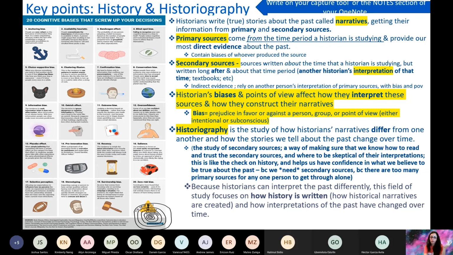Historiography is the study of how historians' narratives are different from one another and how the stories we tell about the past change over time. Because historians can interpret the past differently, historiography focuses on how history is written, how these narratives are created, and how our interpretations have changed.